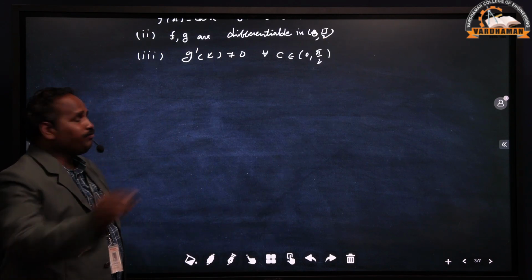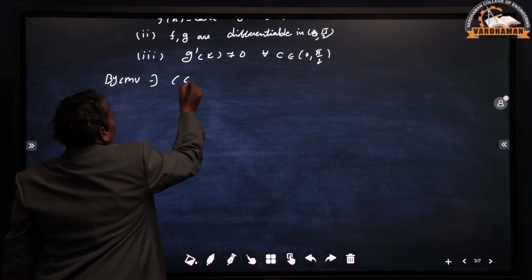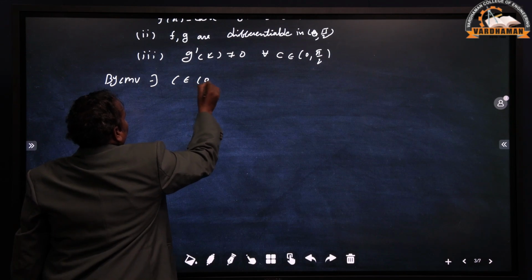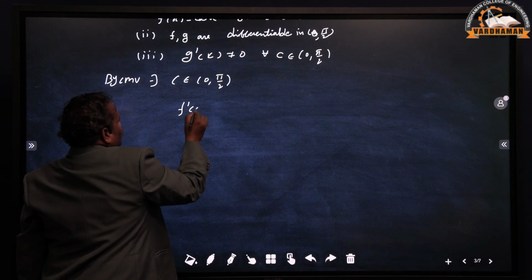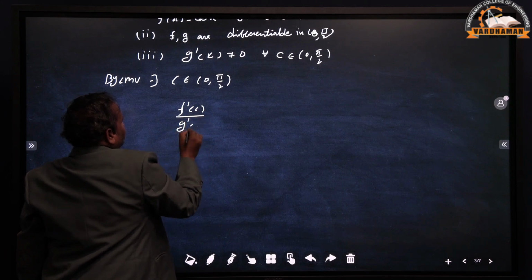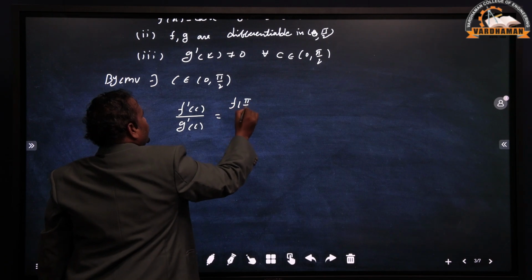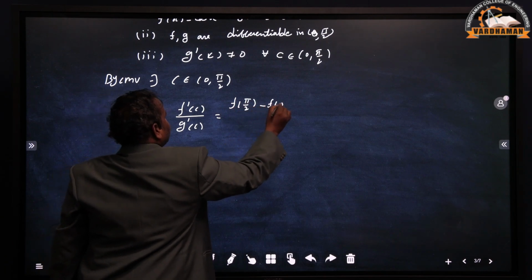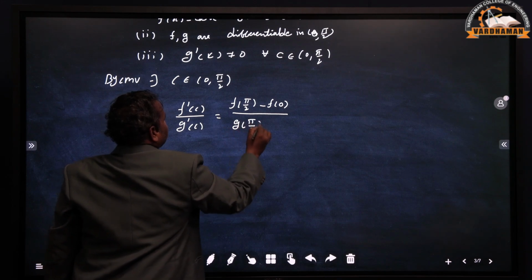By CMVT there exists c belonging to the open interval (0, pi/2) such that f'(c)/g'(c) is equal to, here b value is pi/2, (f(pi/2) minus f(0)) / (g(pi/2) minus g(0)).